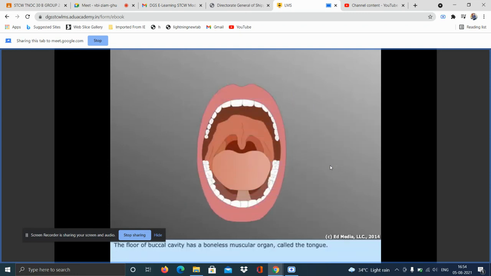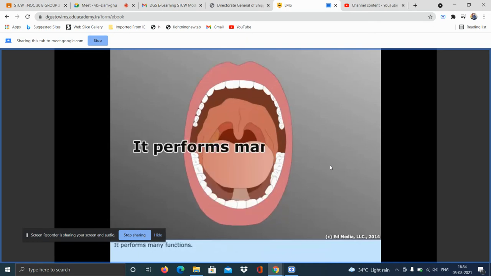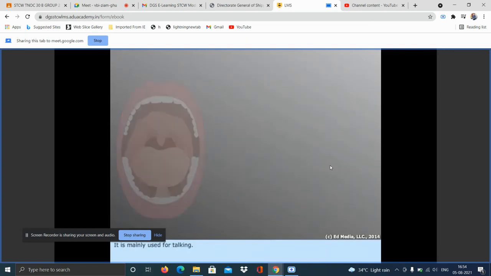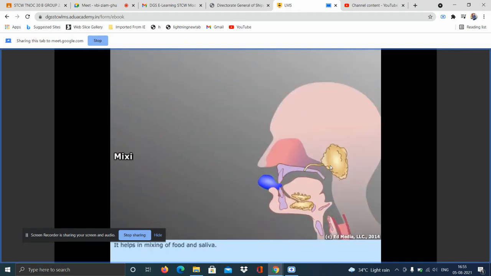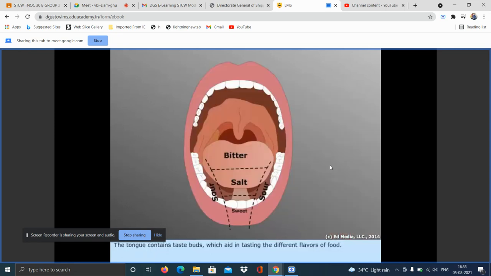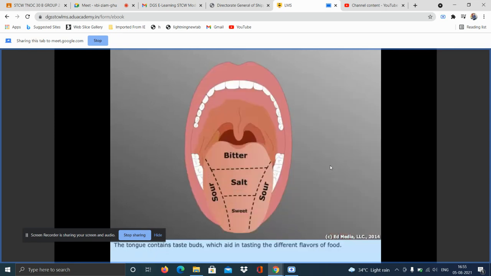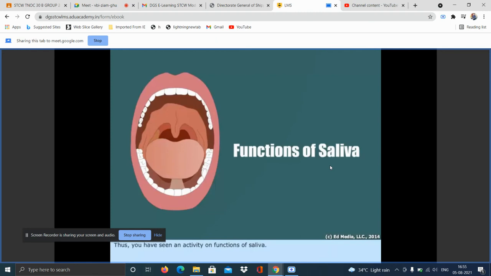The floor of the buccal cavity has a boneless, muscular organ called the tongue. It performs many functions. It is mainly used for talking. It helps in mixing of food and saliva. The tongue contains taste buds which aid in tasting the different flavors of food. Thus you have seen an activity on functions of saliva.